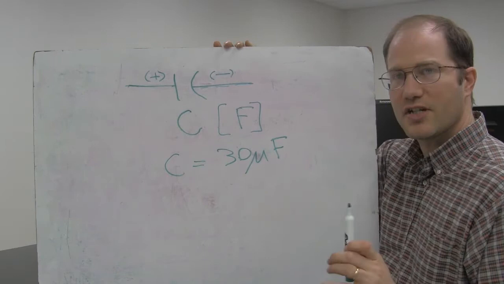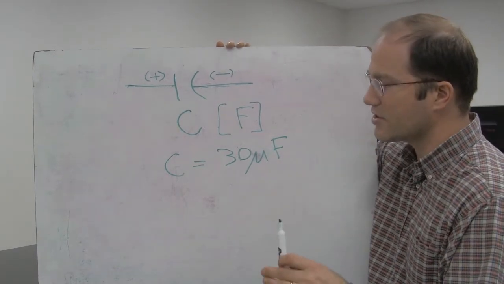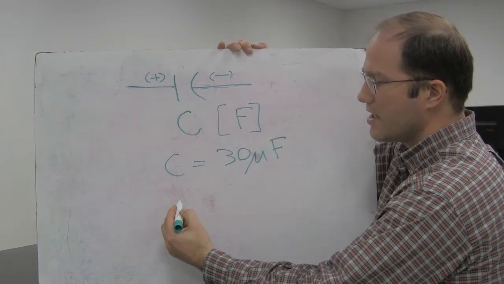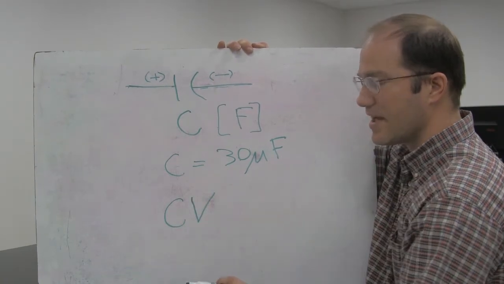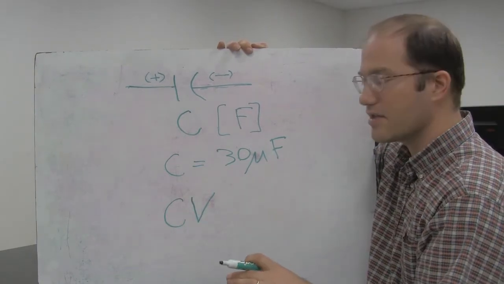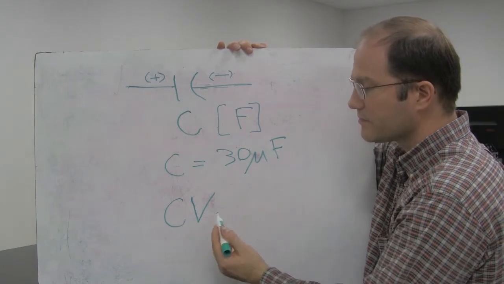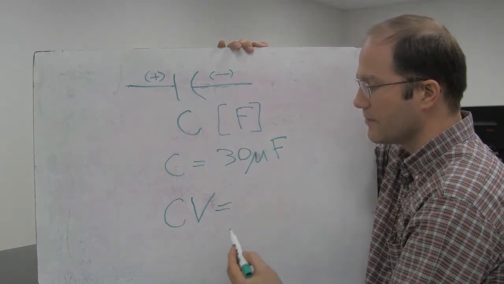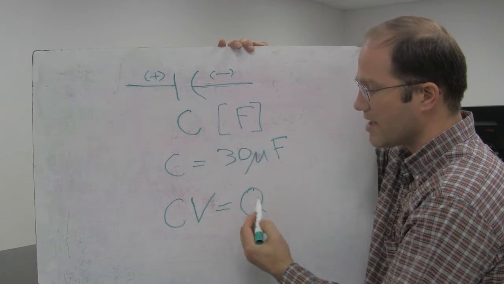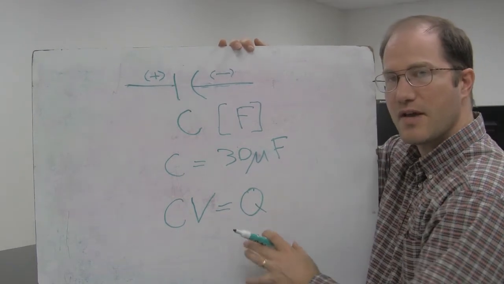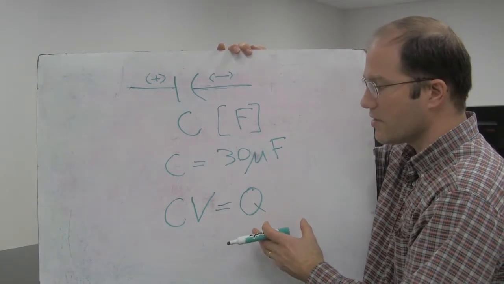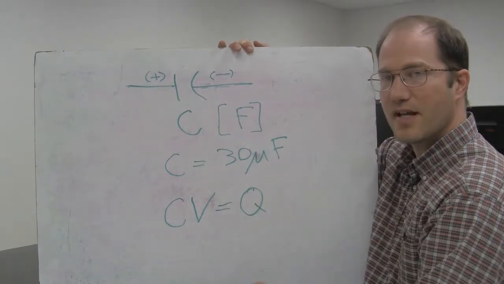Now, the relationship between capacitance and voltage goes like this. The capacitance multiplied by the voltage across the capacitor, which is something we can measure with a meter, is equal to the charge on the capacitor, Q. You're probably familiar with Q. Q is the amount of charge stored on the plates of this capacitor.